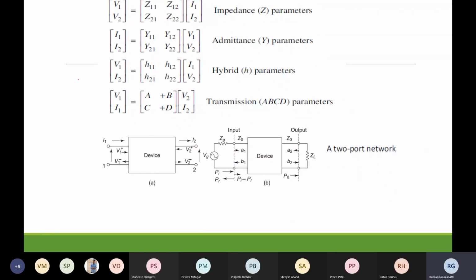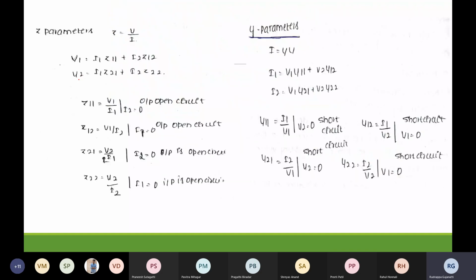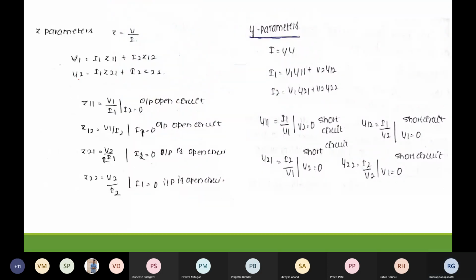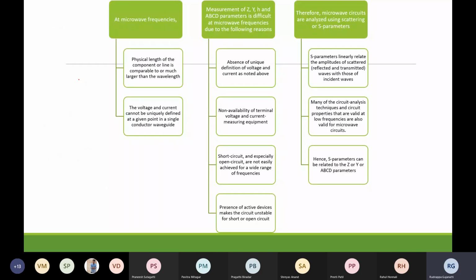Then we discussed low frequency parameter analysis, that is the Z, Y, H and ABCD parameters, considering a two-port network. We observed how we obtain these parameters at low frequency with the help of open circuit and short circuit. We also discussed what happens at high frequency, that is the microwave frequency range: how the physical length compares with the wavelength, and why the Z, Y, H, and ABCD parameters are difficult to measure. So these were the discussions.